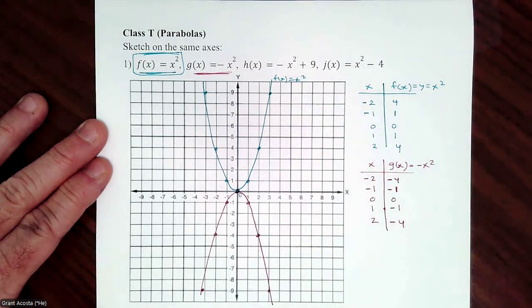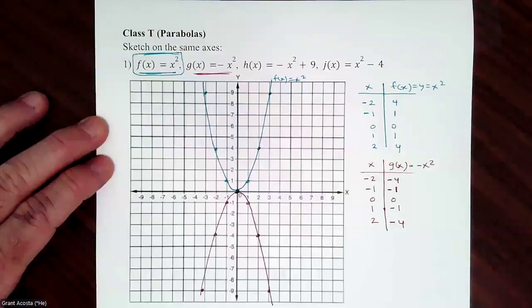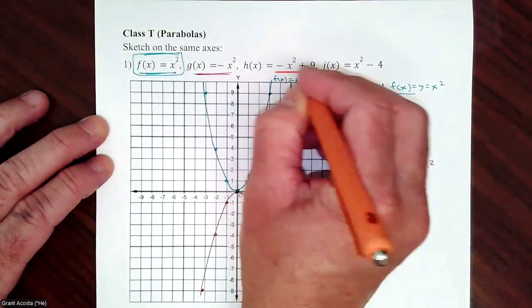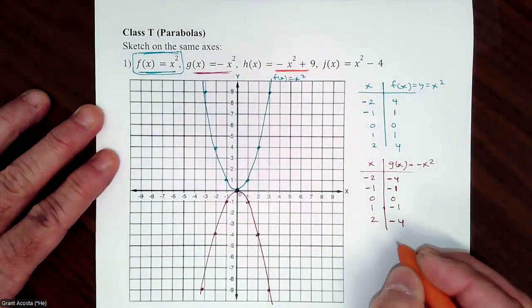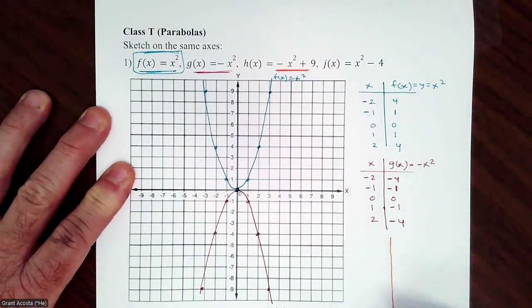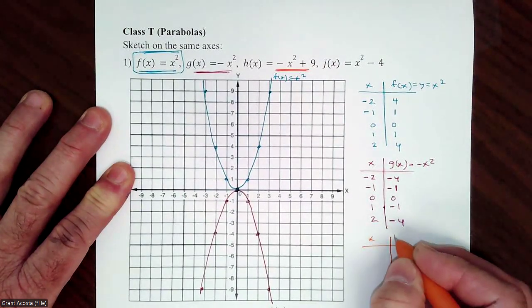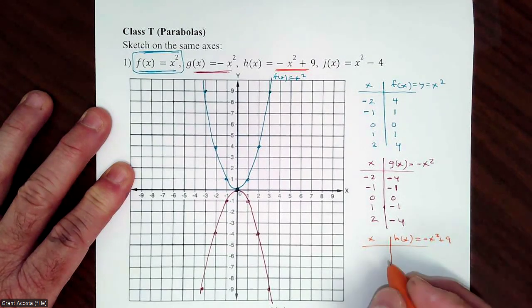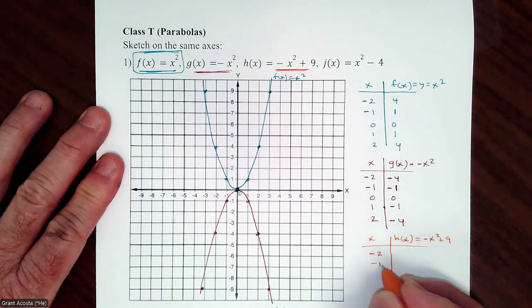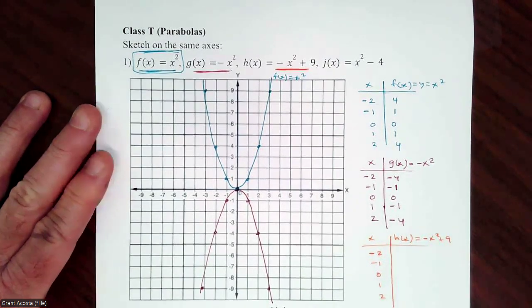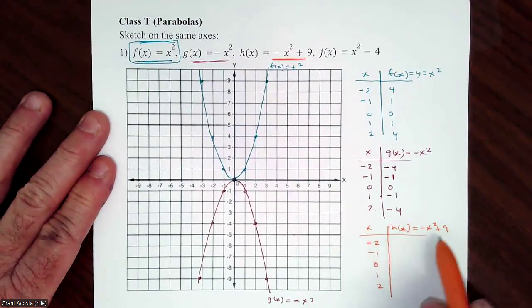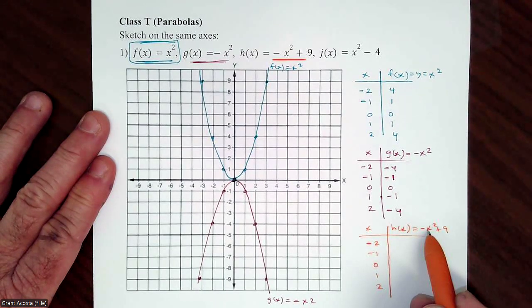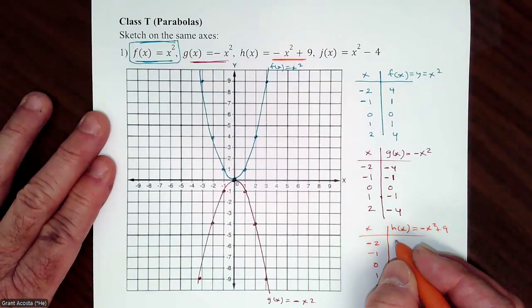Okay, let's do h of x. What do I have here? I've got orange. Let's do that in orange. And we could plot some points again. h of x is -x squared plus 9. So -2, -1, 0, 1, 2. You can plug in any x values. I'm just trying to pick some numbers close to the origin. If I plug in -2 squared, I get 4. Then apply the negative. That's -4. And then I add 9 to that. That's going to give me 5.